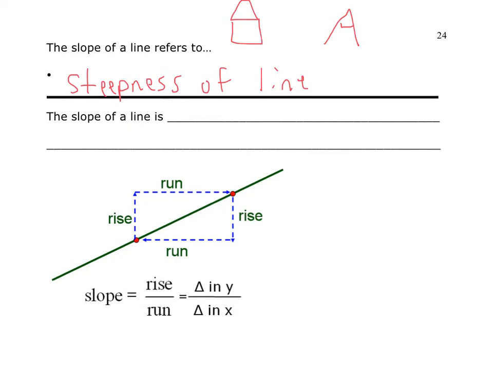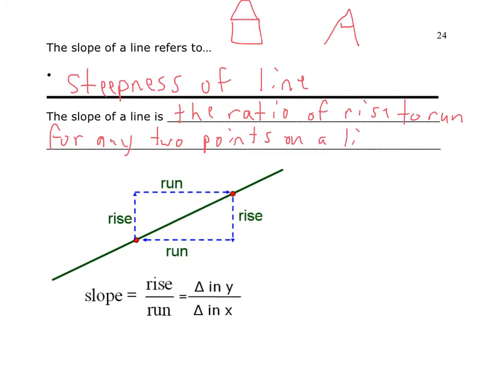Okay, so the slope of a line, and this is more of a formal definition. The slope of a line is the ratio of rise to run for any 2 points on a line. Okay, it's a ratio of rise to run for any 2 points on a line.